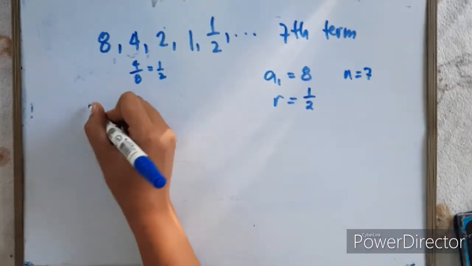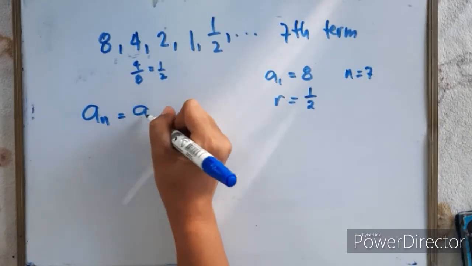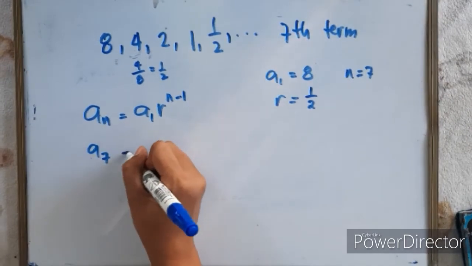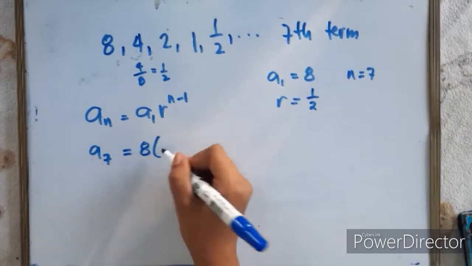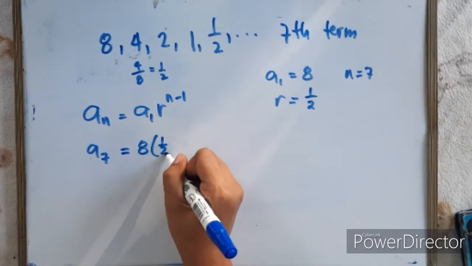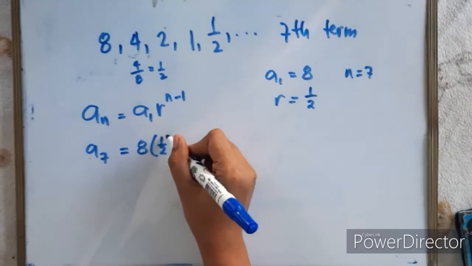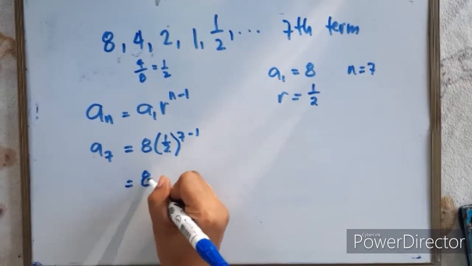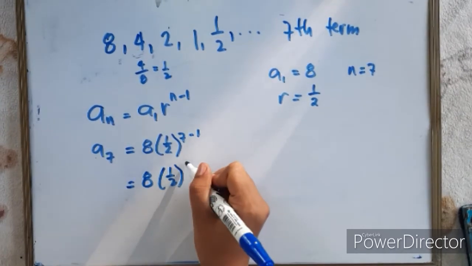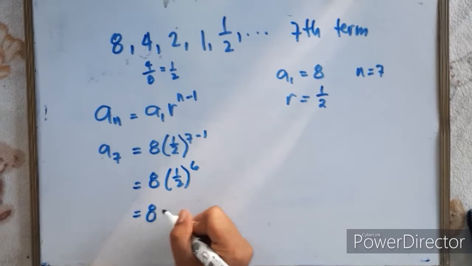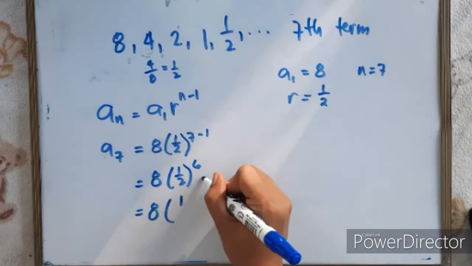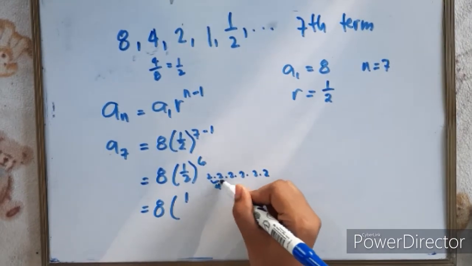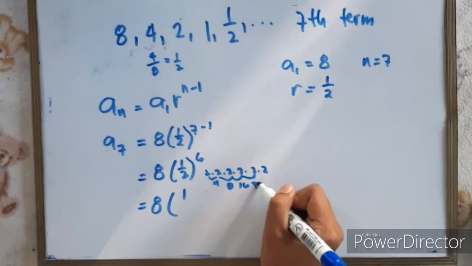Use the formula a sub n is equal to a sub 1 times r raised to the power of n minus 1. Okay, a sub 7 is equal to 8 times r, which is 1 half, raised to the power of 7 minus 1. Okay, we have 8 times 1 half raised to the power of 6. That is 1 over 2 times 2 times 2, 6 times. That is 4, 8, 16, 32, 64.